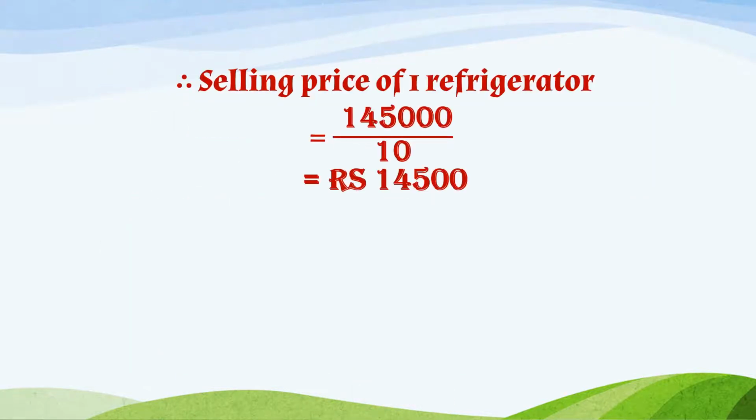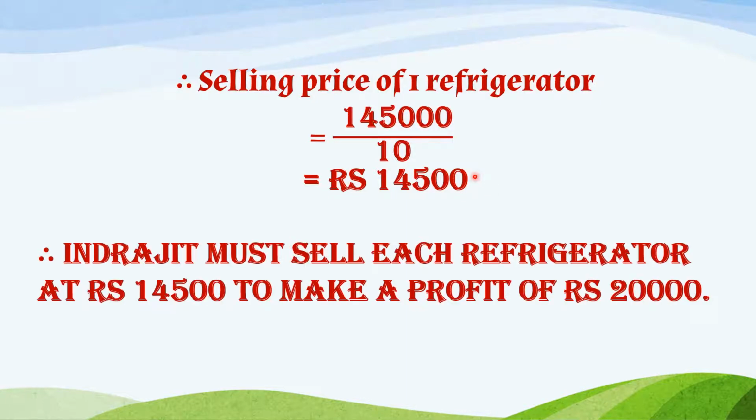So the selling price of one refrigerator is equal to 1,45,000 upon 10. So that is equal to 14,500 rupees. So Indrajit must sell each refrigerator at rupees 14,500 to make a profit of rupees 20,000.